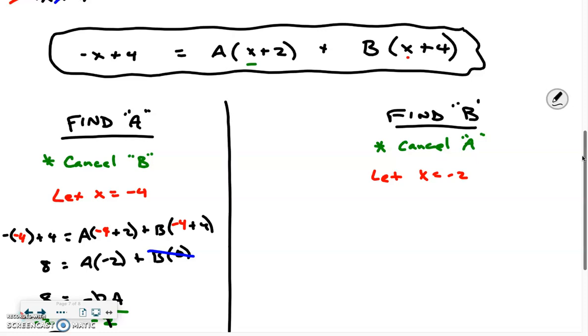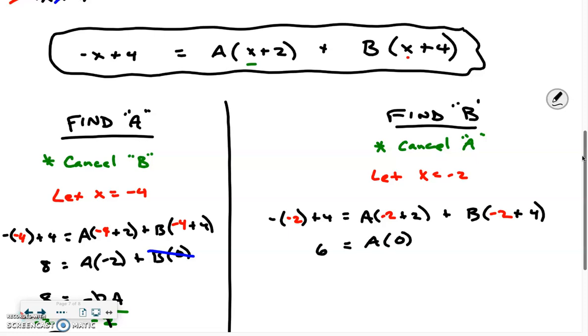So, plugging back into my model of -x plus 4 is equal to a times (x plus 2) plus b times (x plus 4), everywhere that we saw an x, we are going to put a -2. Cleaning this up, on the left side, -(-2) is positive 2, plus 4 is 6, is equal to a times (-2 plus 2), which is 0, plus b times (-2 plus 4), which is 2.